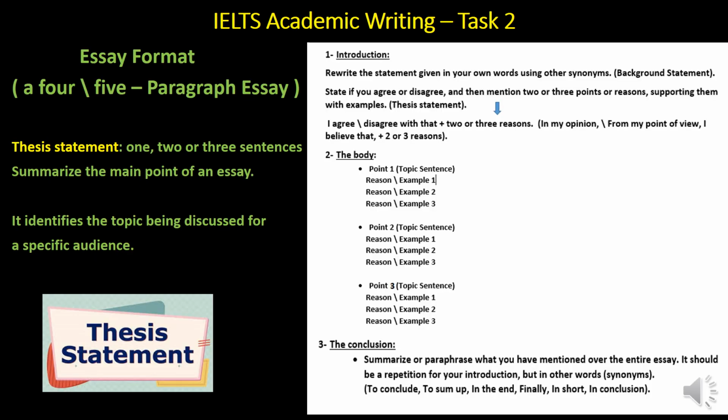Moving on to the essay format, which will be in the form of a 4 or 5 paragraph essay. And first, we need to know what we mean by a thesis statement. A thesis statement comes in the form of 1, 2, or 3 sentences that summarize the main point or the main idea of an essay. It identifies the topic being discussed for a specific audience.